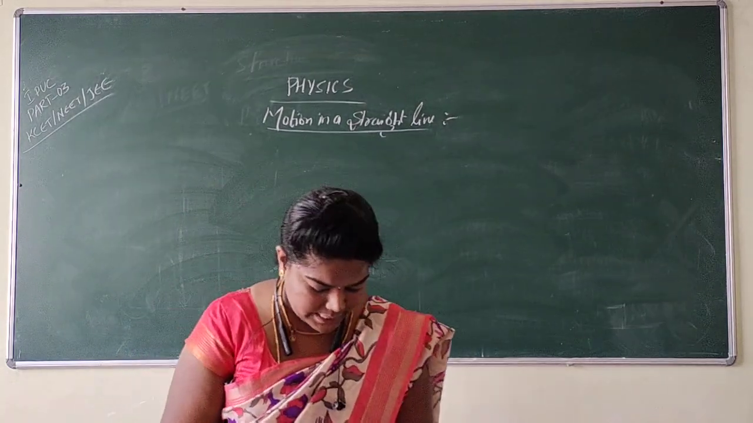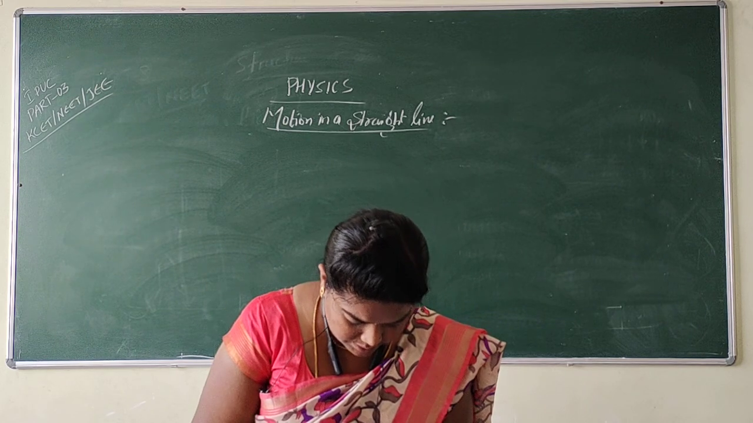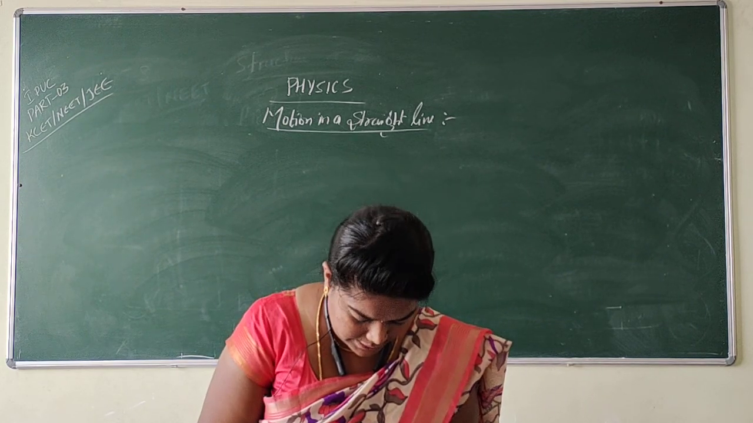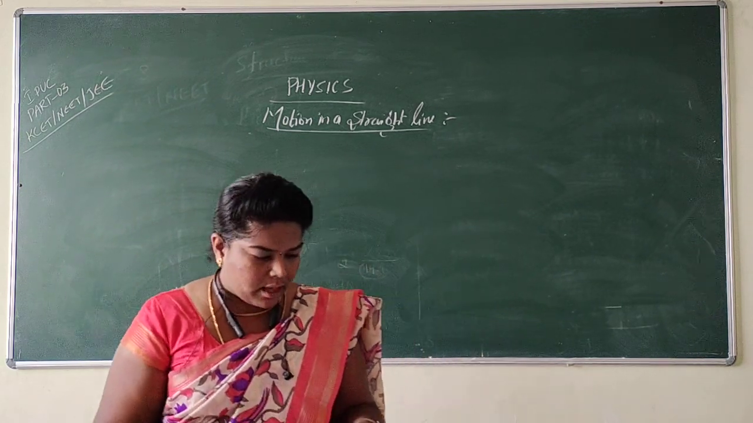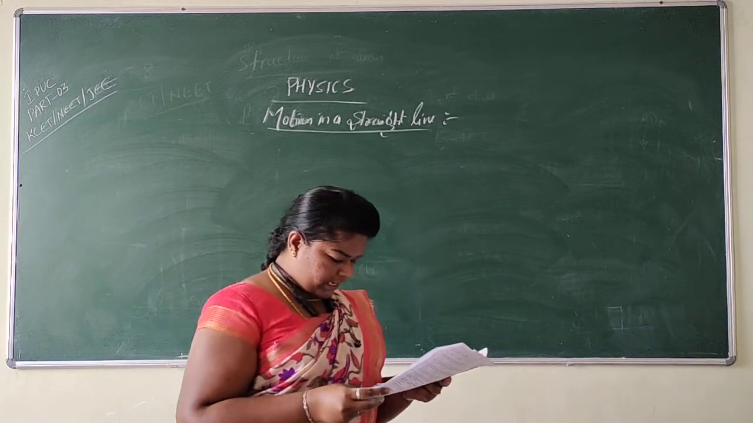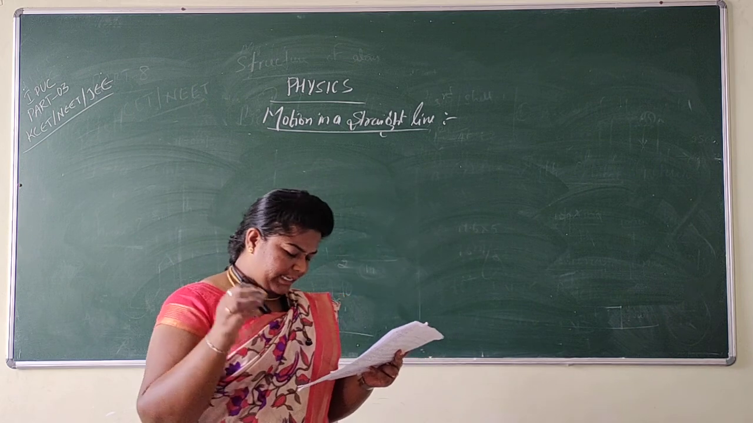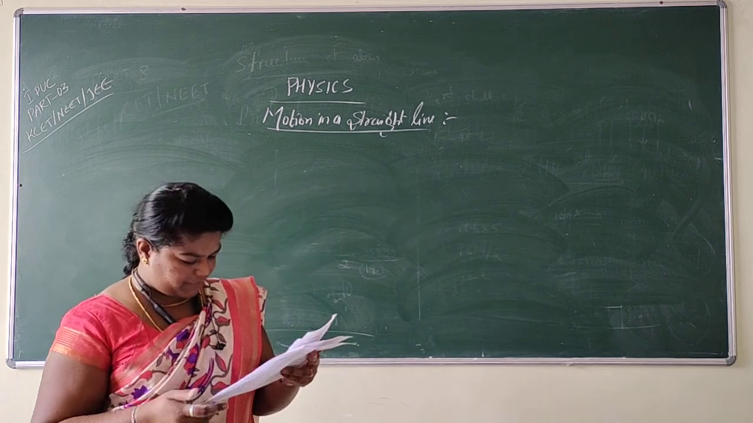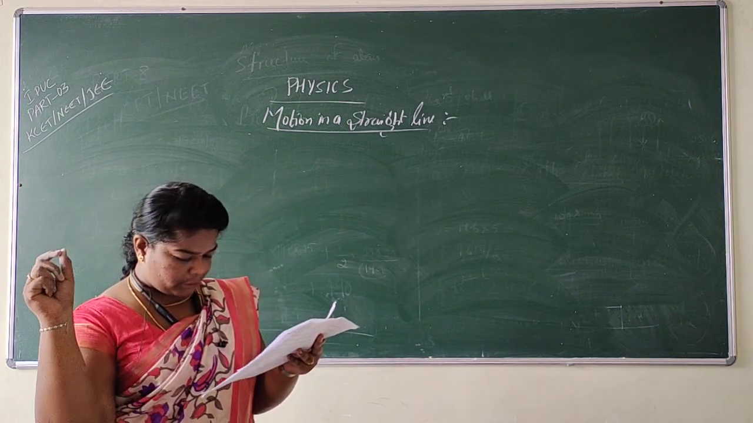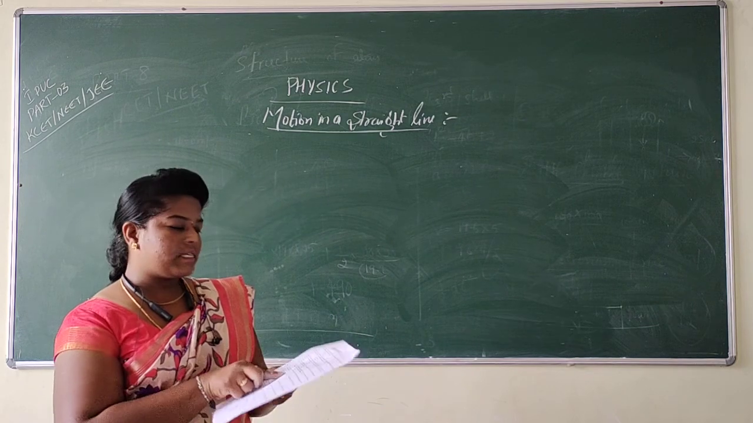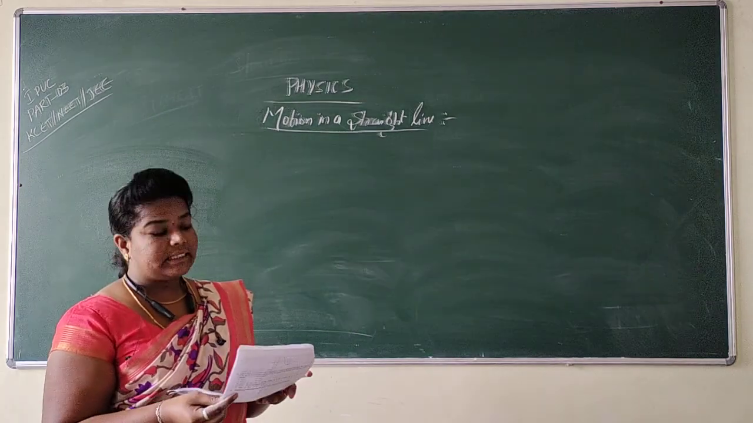Now let us move with the next question, that is question number 19. The question was like this: a ball is thrown vertically upwards from the top of a tower of height h with velocity v. The ball strikes the ground after what time? We should calculate the time here.